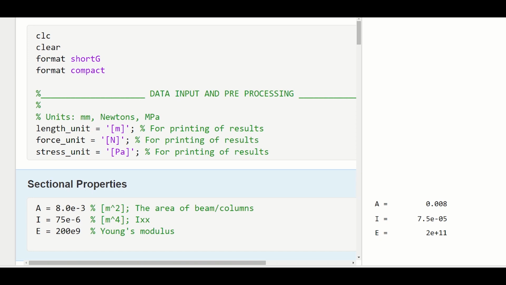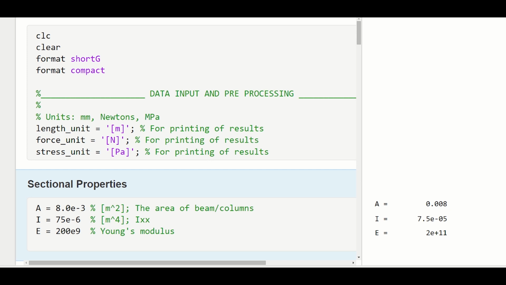Hello everyone. Today in this video, we are dealing with a frame structure element by using the stiffness matrix method for analyzing that structure. This video might actually help you to go through the project for this weekend.